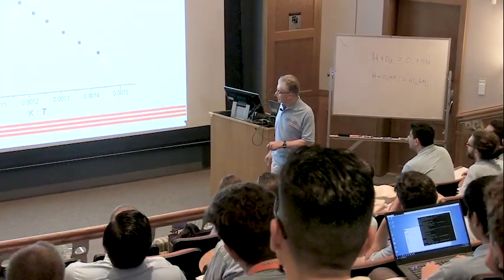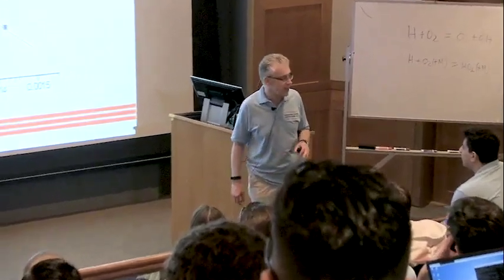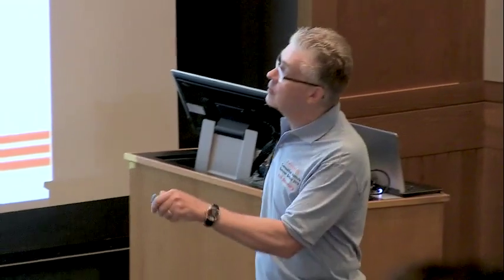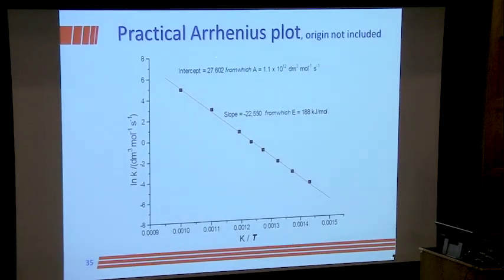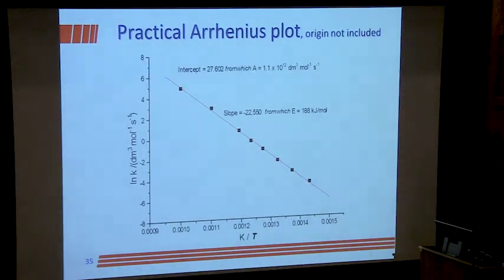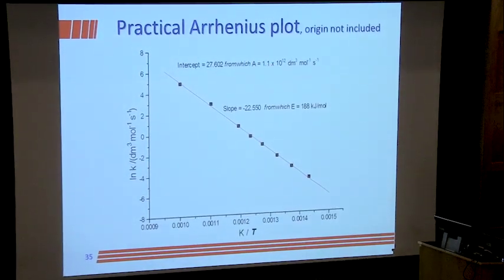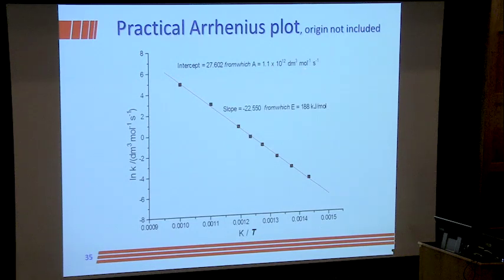It's at x equal to 0, that is the y-intercept. Always the y-intercept is at x equal to 0, so it's a way off over there. The y-intercept is 27.602, so the frequency factor, the A factor, is 1.1 times 10 to the 12 decimeter cubed per mole per second. And the slope here is 188 kilojoules per mole. So you can get your A factor and activation energy by measuring rate constants at different temperatures.